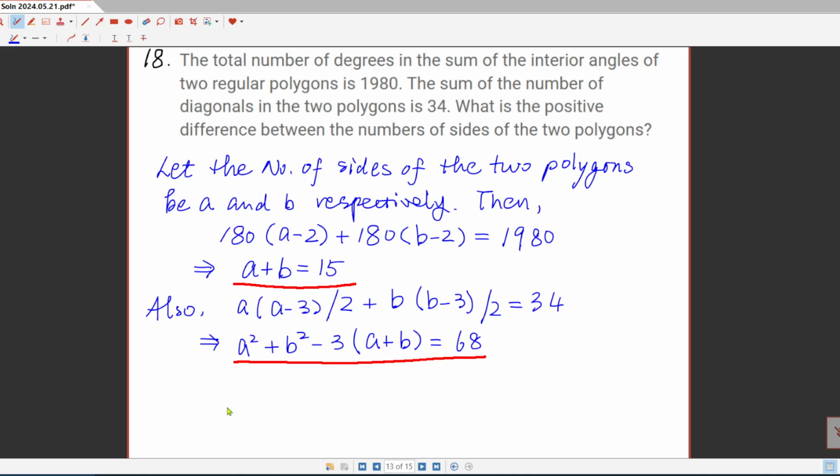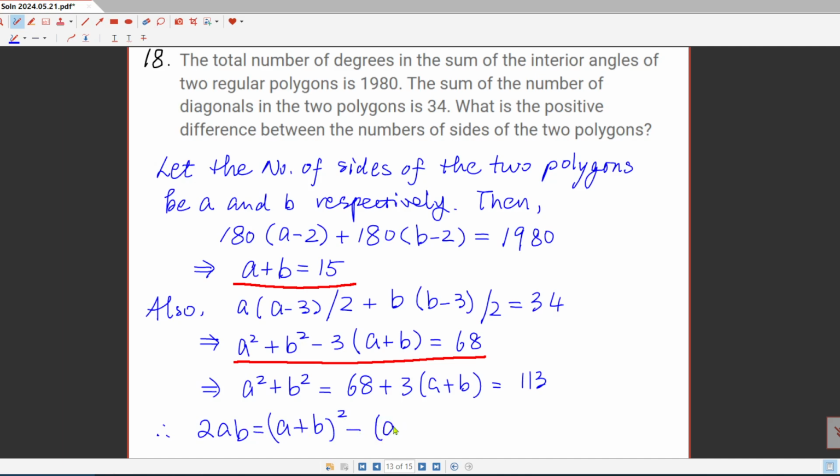Okay, note that from the second equation we could know that a squared plus b squared equals 68 plus 3 times a plus b, and a plus b equals 15, so 68 plus 3 times 15, that equals 113, right? And then therefore we know 2ab equals a plus b squared minus a squared plus b squared equals 225 minus 113, and that gives us 112.